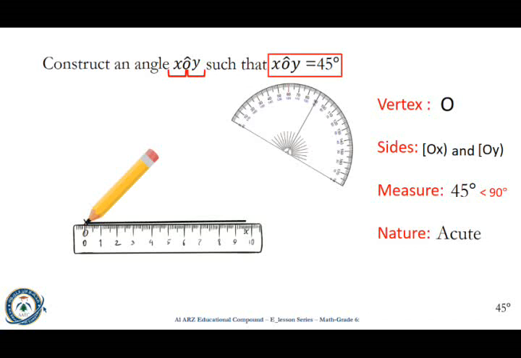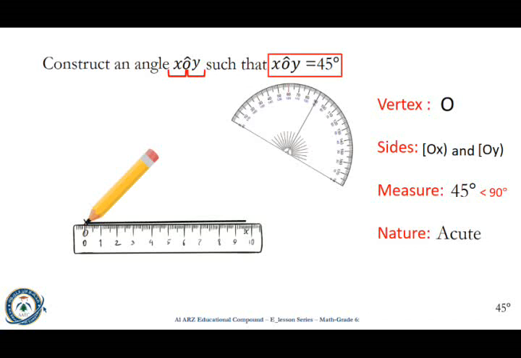Before you draw this angle, you need to identify the vertex, the sides, the measure, and the nature of this angle. What's the vertex of this angle? Yes, it is O. It's a point. What are the sides of this angle? They are half lines. They start with O: OX and OY.